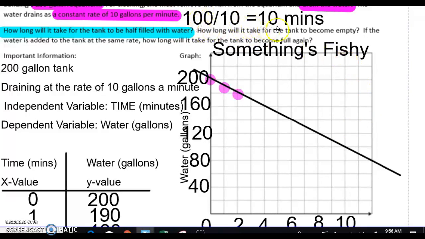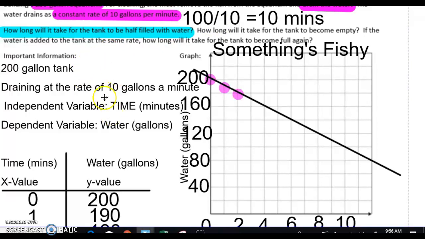Okay, how long will it take for the tank to become empty? That's the next question. So the next question is right here. Well, if it takes 10 minutes to empty 100 gallons, that means it'll take 20 minutes for the tank to be fully empty. So you're going to want to make sure you jot that down or show your work.